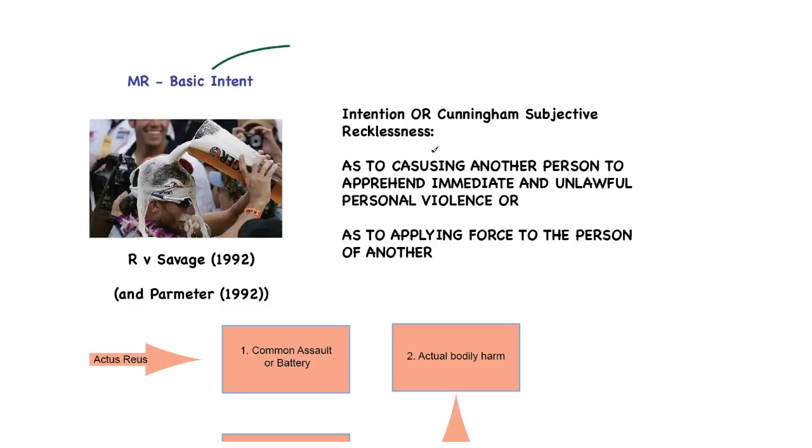In terms of ABH, it is the intention or subjective recklessness to cause another person to apprehend immediate and unlawful personal violence, which effectively is common assault, or to apply force to the person of another, which is battery. So the mens rea relates only to the first part of the actus reus, the assault or the battery. Therefore, the mens rea of ABH is identical to the mens rea of assault or battery. For that reason, it's known as half mens rea, because you only require the mens rea for the first part of the actus reus. You do not need the intention or subjective recklessness for the second part.